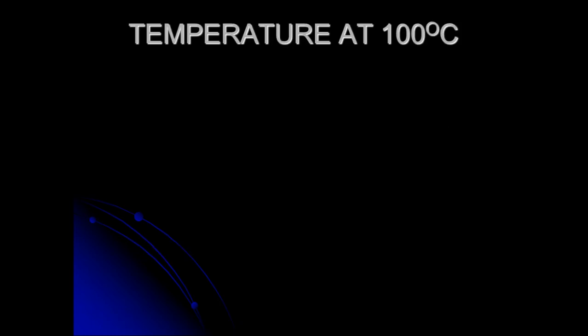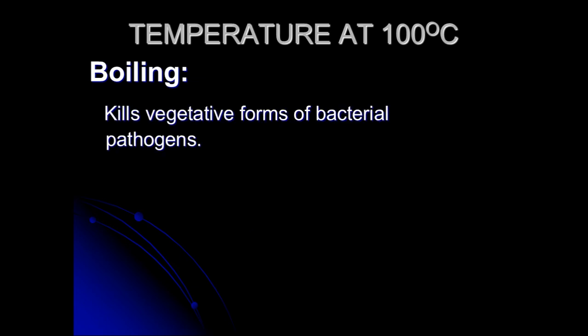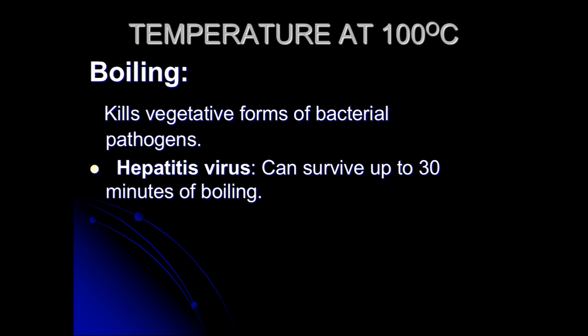Then the second method, now we will see the temperature at 100 degrees centigrade, and the process is performed using water. The boiling point of water, everybody knows, is 100 degrees centigrade, and that is able to kill most of the vegetative forms of bacterial cells. Particularly most of the pathogenic bacteria which are in the vegetative form are killed by boiling.